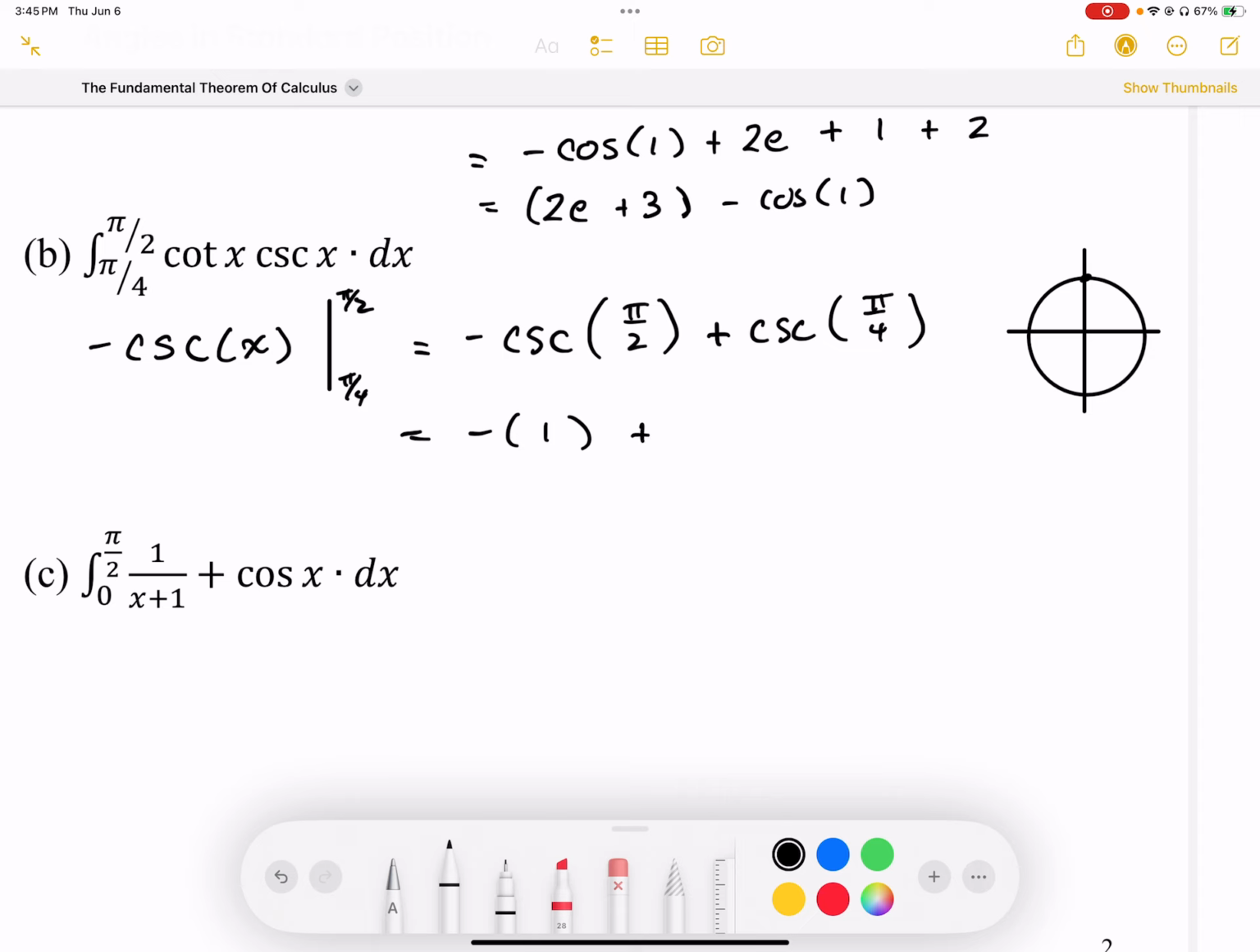plus cosecant of pi over 4. So pi over 4 is here. The ratio of sine is going to be 1 over root 2. So I'm going to flip it. It's going to be root 2 over 1. So my area under that curve from pi over 4 to pi over 2 is going to be root 2 minus 1.